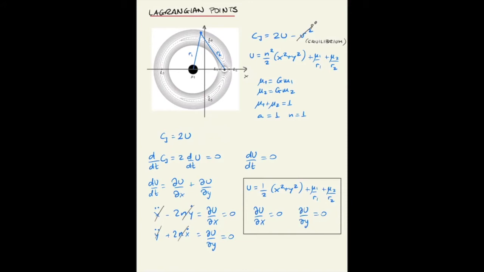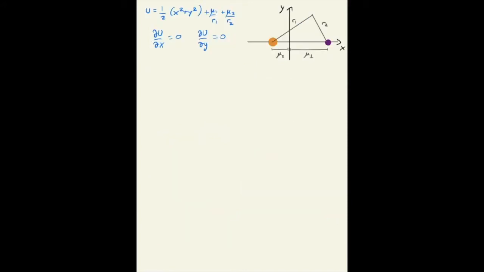We need to solve dU/dx equals 0 and dU/dy equals 0 given the quantity U. So these are the coordinates of the problem. We have the star at the position minus mu2 and the planet at the position mu1. mu1 plus mu2 is equal to 1. You can write the position of the particle with respect to the sun as r1 squared is equal to x plus mu2 squared plus y squared, and r2 squared is equal to x minus mu1 squared plus y squared.